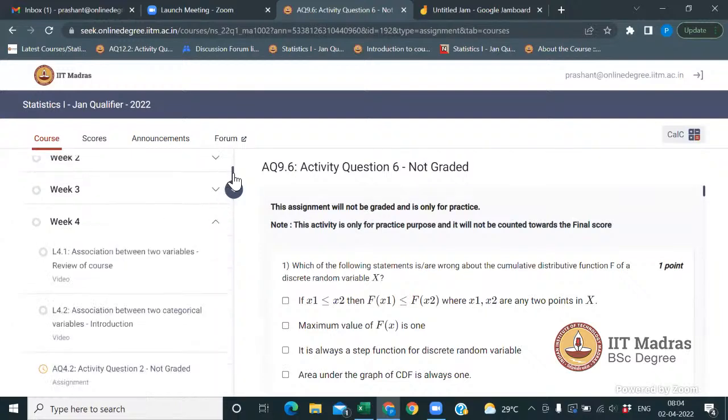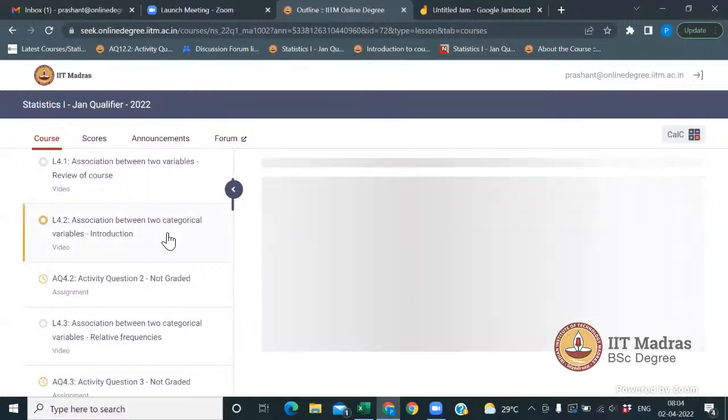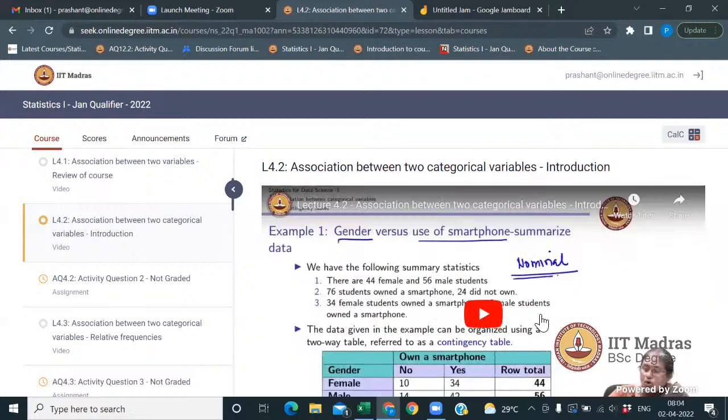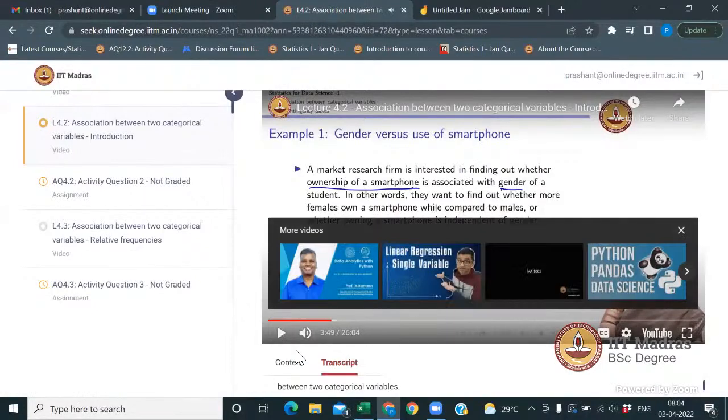It was in week 4, right? Yes, week 4, sorry. Association between two categorical variables. Yeah, let me see. This one only. One second, let me see that table.